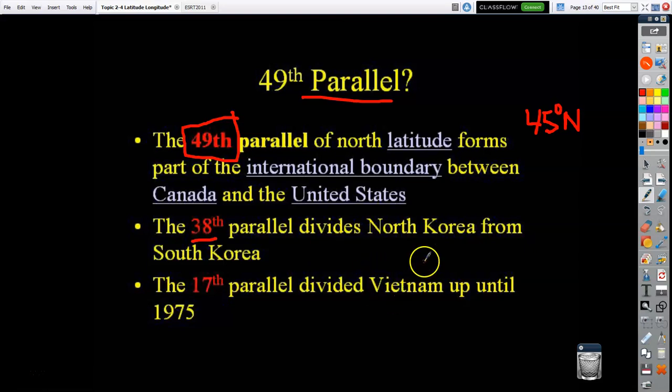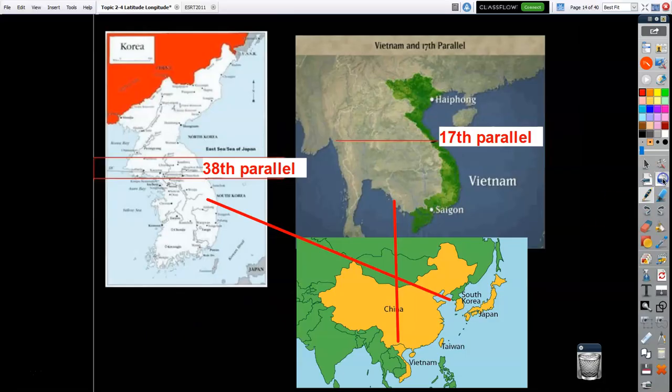And Vietnam, right? We had the Korean War, and then we had the Vietnam War. That was in the 60s, 70s. That's the 17th parallel, which is 17 degrees north latitude. That divides North and South Vietnam. I think I have some pictures here.